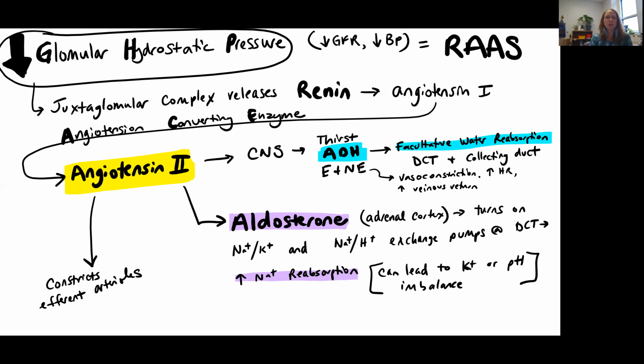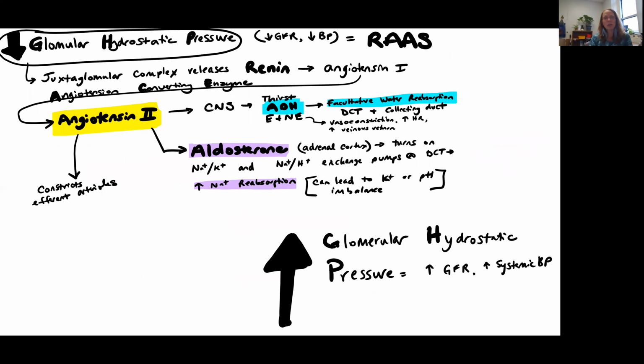Another job of angiotensin 2 is to constrict the efferent arterioles. Those are the blood vessels that are leaving the glomerulus. That's going to increase the pressure inside the glomerulus. So all of these activities together are going to increase your glomerular hydrostatic pressure, increase your systemic blood pressure, and also your glomerular filtration rate.